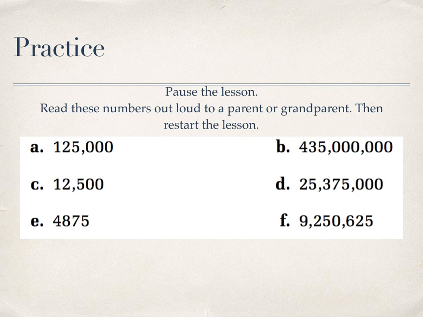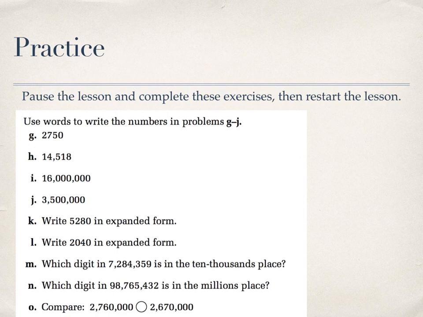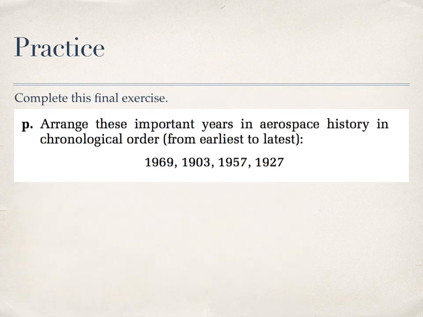It's time to practice. Pause the lesson. Then read these numbers out loud to a teacher, parent, or grandparent. Then restart the lesson. Next, pause the lesson again and complete these exercises on paper. Then restart the lesson. This is your final exercise. Complete this on your paper and then turn it in to be checked.